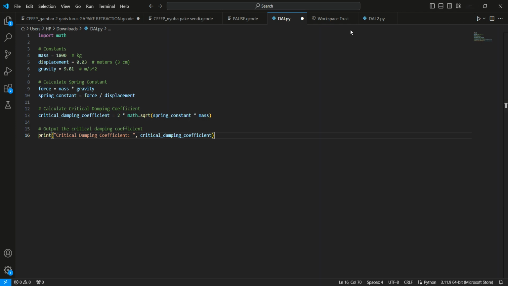For the force, I use the formula mass times gravity, and the spring constant is force divided by the displacement. And for the critical damping coefficient, I use the formula 2 times the square root of spring constant times mass. So I'll try and run it.